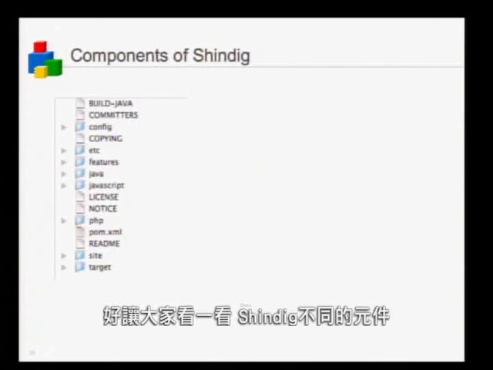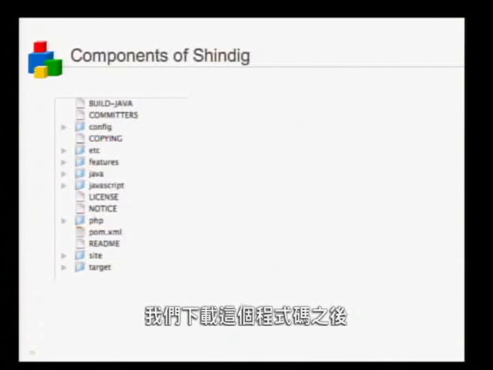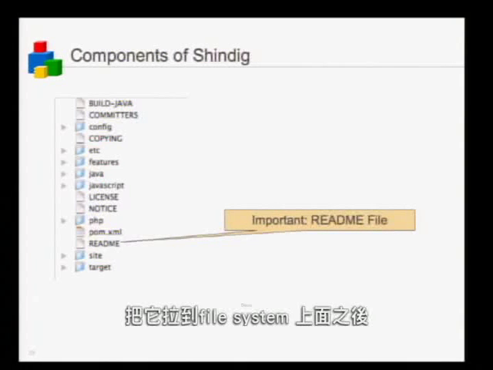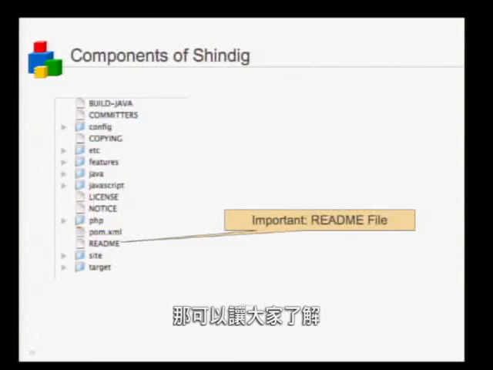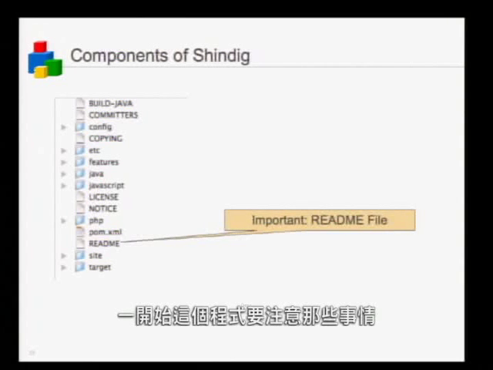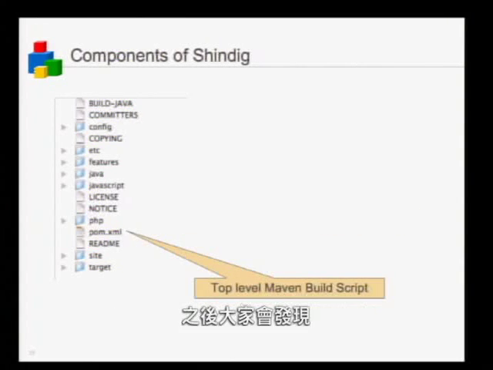Just to get a feel for the components of Shindig, when you download the code, you get a number of subdirectories, folders, and then you can start looking through and seeing what you have. So first off, as you pull down the code and put it onto your file system just to get familiar with it, I would check out the high-level README file. That provides some initial steps on how to get familiar with the software. And then as you continue on, you'll notice that there are some other files there, like a top-level Maven build script.